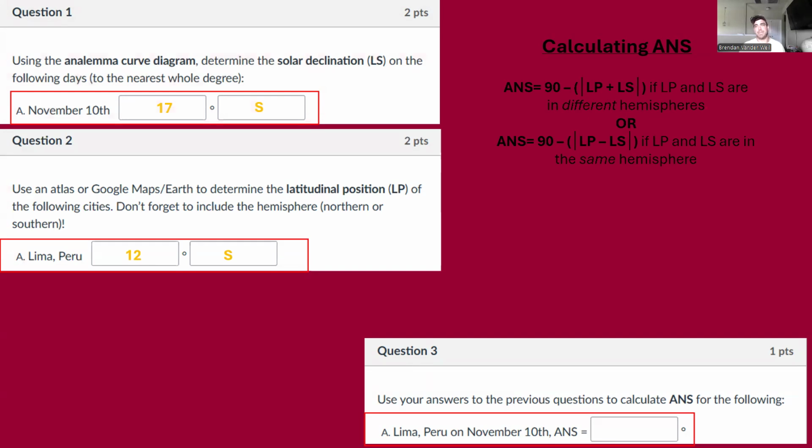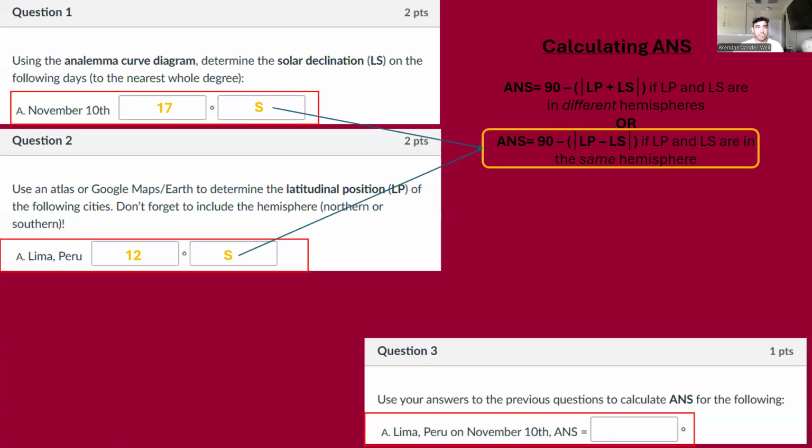So the first thing here is that for the angle of the noon sun, there's two options. If they are in different hemispheres, you use this top equation. If they are in the same hemisphere, we're going to use the bottom equation. Well, in our example, they're both south. The solar declination, or the LS, on November 10th is 17 degrees south, and Lima, Peru sits 12 degrees south, so we get to use this bottom equation. If it comes up in a different way for you through the other questions, you'll use the other formula here. But let's walk through this.